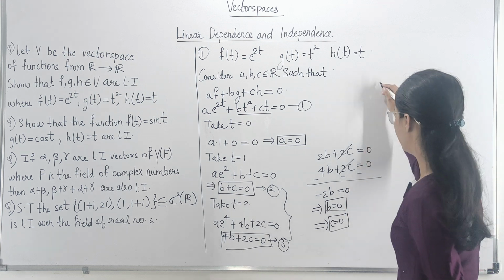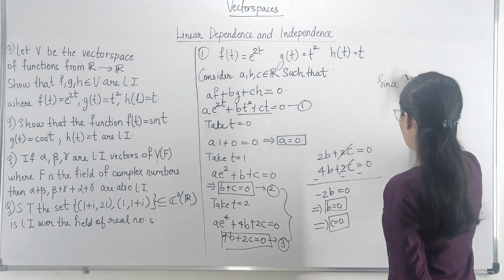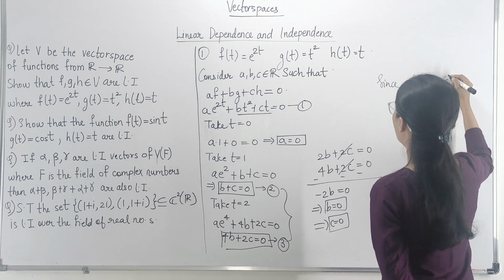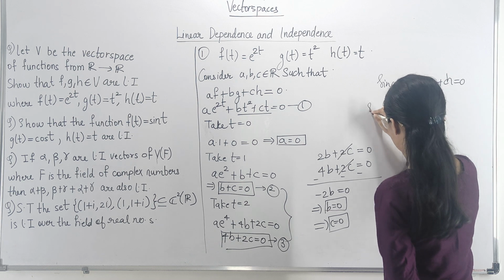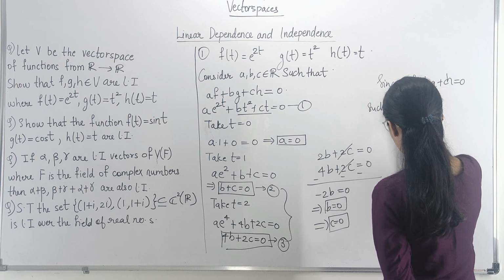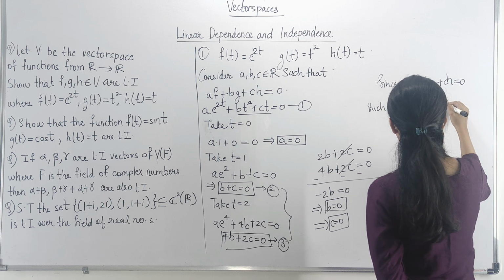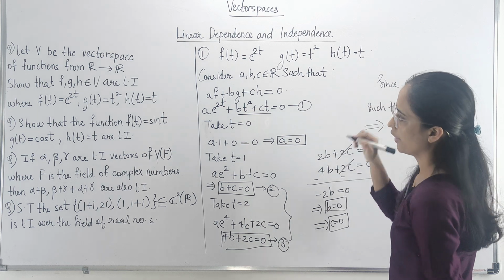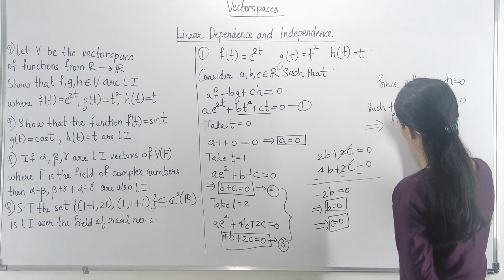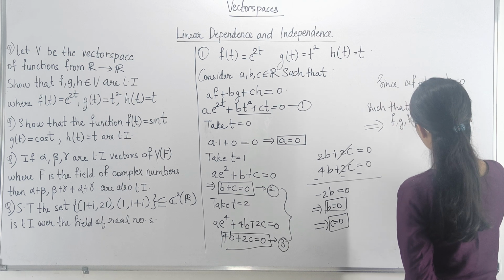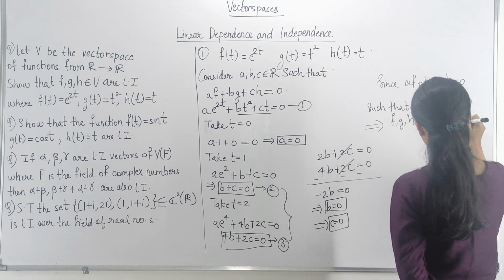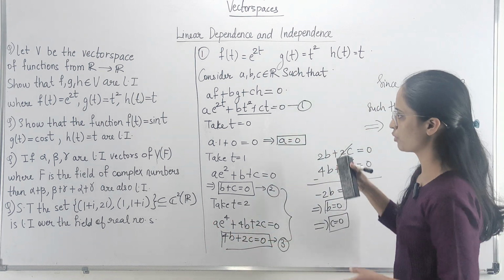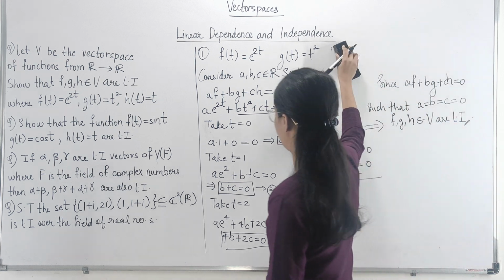Thereby we can say that since AF plus BG plus CH is equal to 0, such that A equals B equals C equals 0, this implies that F, G and H belonging to the vector space V are linearly independent. So this is how you are going to solve the rest of the problem. So let us now see what the second question says.